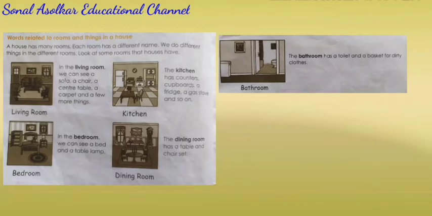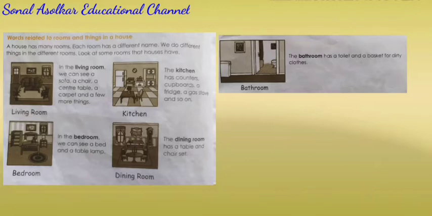In the living room, we can see a sofa, a chair, a center table and carpet and a few more things. Then the kitchen has counters, cupboard, a fridge, a gas stove and so on. Then in the bedroom, we can see a bed and a table lamp. And the dining room has a table and chair set. The bathroom has a toilet and a basket for dirty clothes.